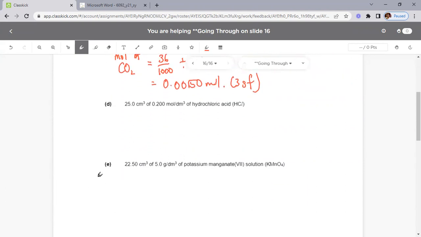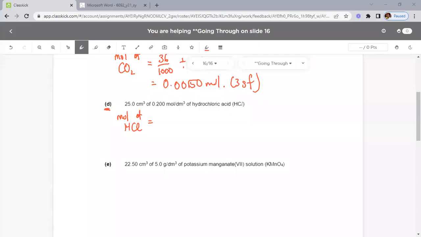Now, part D and part E, you realize that both of them are concentration, but this is gram per dm cube, and this is mole per dm cube. So we're going to do part D first. Let's just focus on part D. In part D, you are supposed to find the mole of HCl. Take the next 1 minute, just to do part D. Fast and furious. Your time starts now.